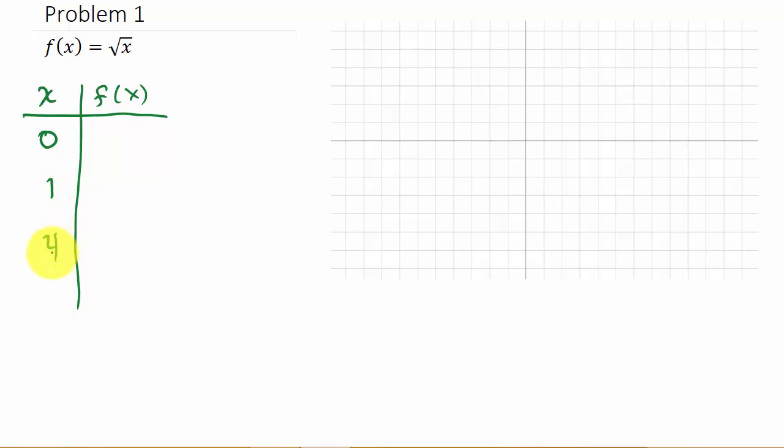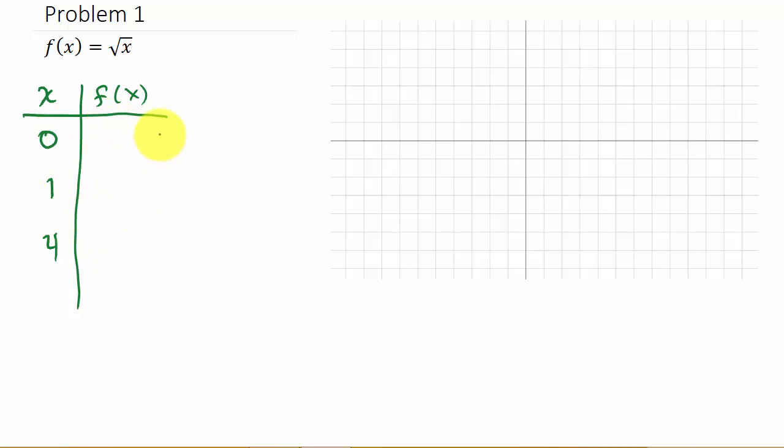Now, why did I choose 1 and 4? Well, because 1 is a perfect square. The square root of 1 is 1. And 4 is a perfect square. The square root of 4 is 2. Could I have chosen the numbers 2 or 3? Yeah, you could choose 2 instead of a 4. You could choose 0, 1, 2, but then you have the square root of 2. Well, what are you going to do with that? Okay, that's more difficult to plot, the square root of 2, because it's a decimal. Okay, so that's why we want to choose numbers that just make it easier for us.